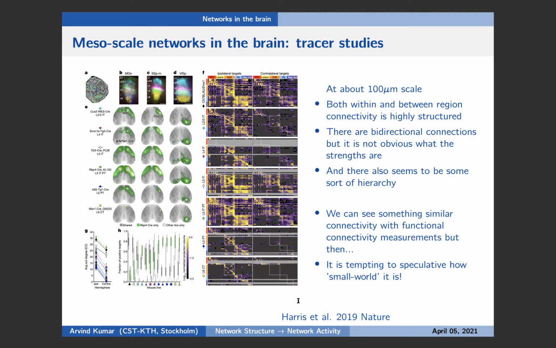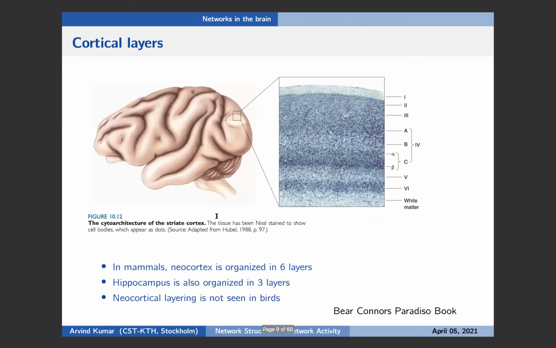In this paper by Harris, they argued that there seemed to be some sort of hierarchical arrangement that may be a bit difficult to defend, but still there is seemingly a flow of activity. Even at the structural level, it seems possible to infer that it goes from sensory to higher cognitive areas. There's also a temptation to think about whether this particular connectivity has special properties. For instance, is it scale-free, small world, and so on. And we'll think about it in the next few slides, whether it means anything or not. So that's the situation at the mesoscale.